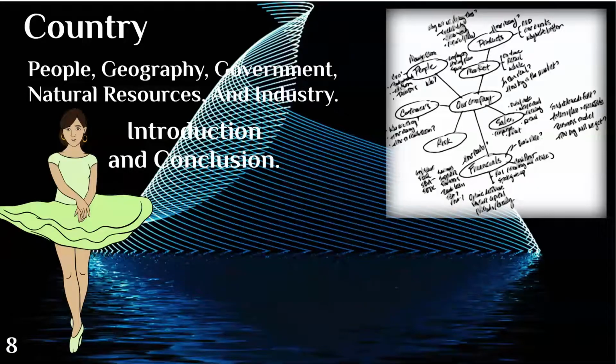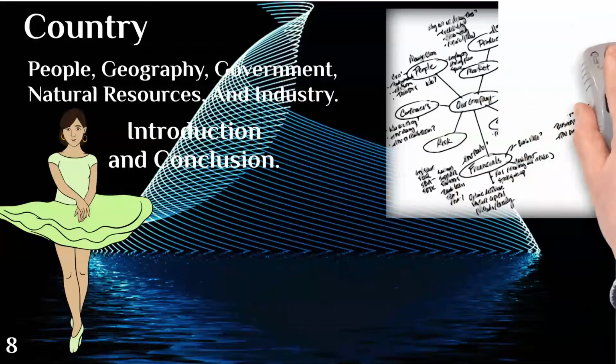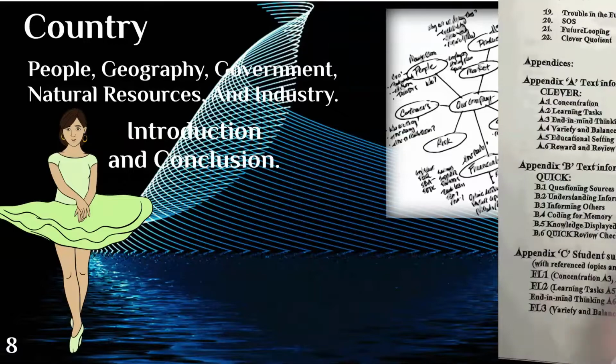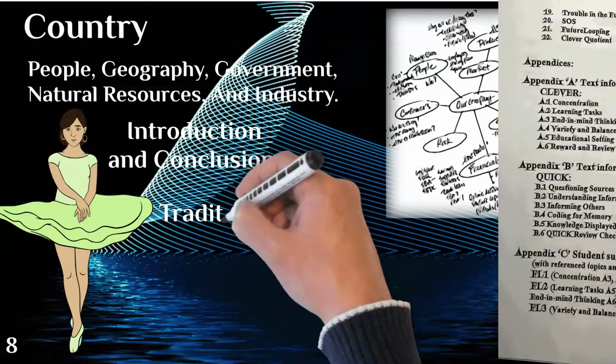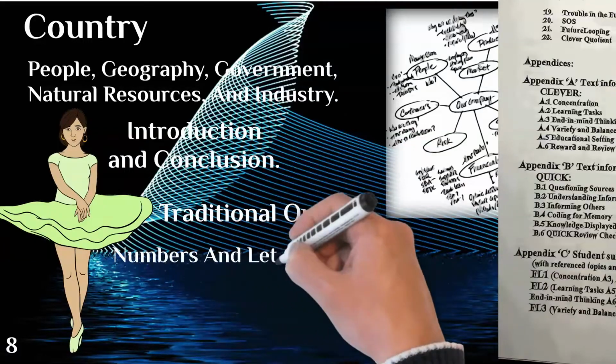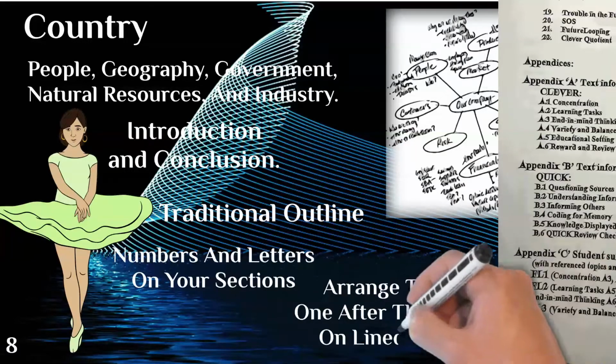Next, I entered all the information I currently had onto my diagram in the correct sections. This is the outline I can show my teacher. When I get to this point, I realize that I have made a significant step toward completing my assignment. By the way, if your teacher prefers a more traditional outline, you can put numbers and letters on your sections and then arrange them one after the other on lined paper.